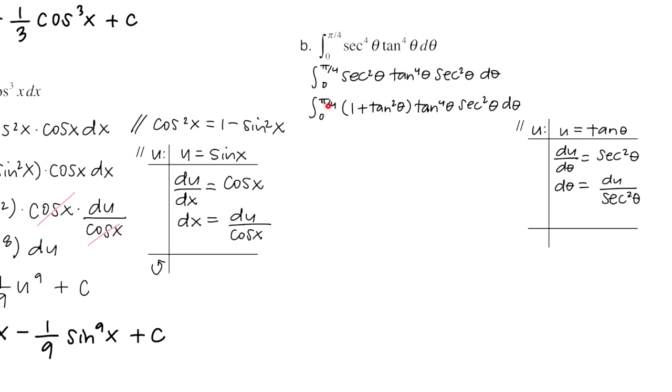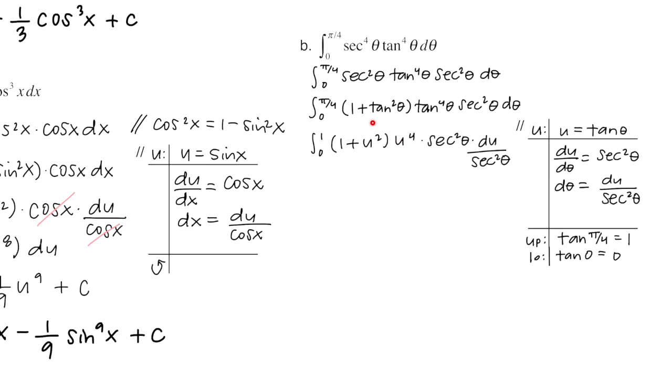So we're going to plug pi over 4 in right here for theta, and then we're going to plug in 0 for theta. So again, we're plugging in pi over 4, so we get tangent of pi over 4, and that equals 1. And then we're plugging in our lower limit, and tangent of 0 is equal to 0. And now we're ready to plug everything in over here.